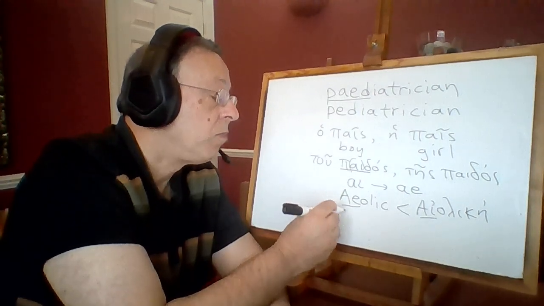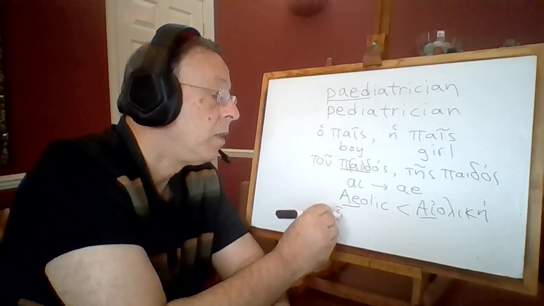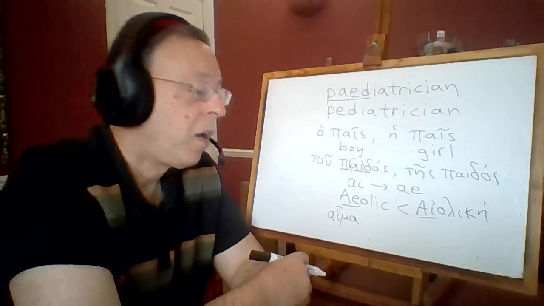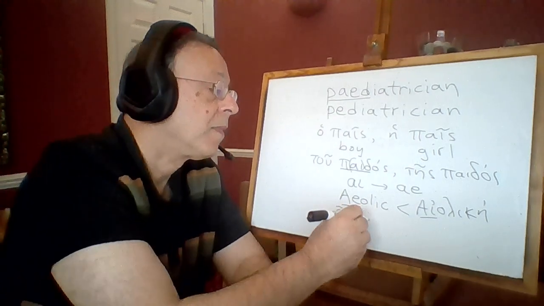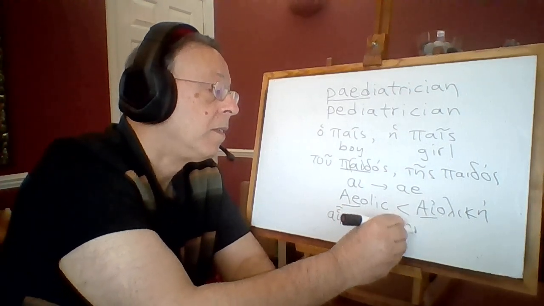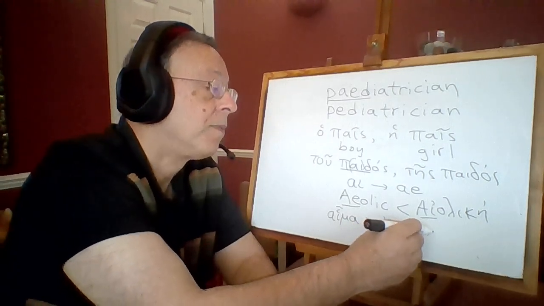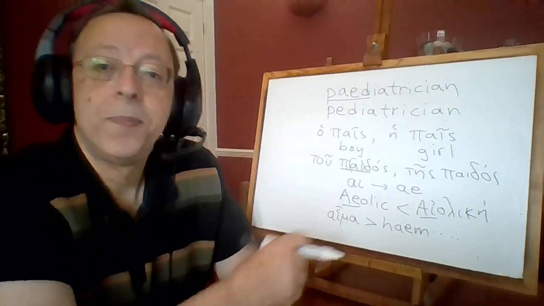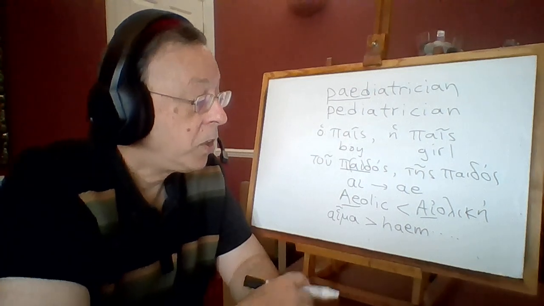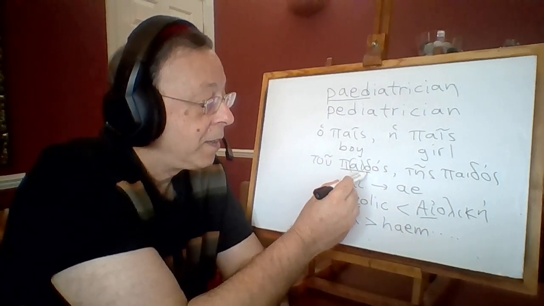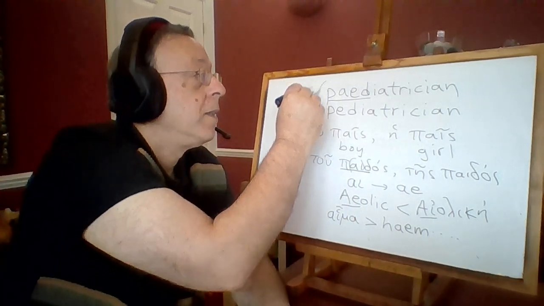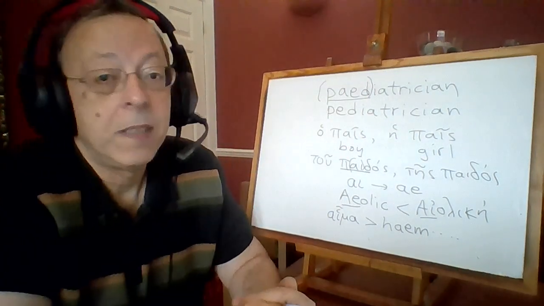Or another example is the word haima in modern Greek, which is the blood. And we see it written like that in English, which comes from the Latin. And a lot of other examples. So that stem, P alpha iota delta, should be written like that.